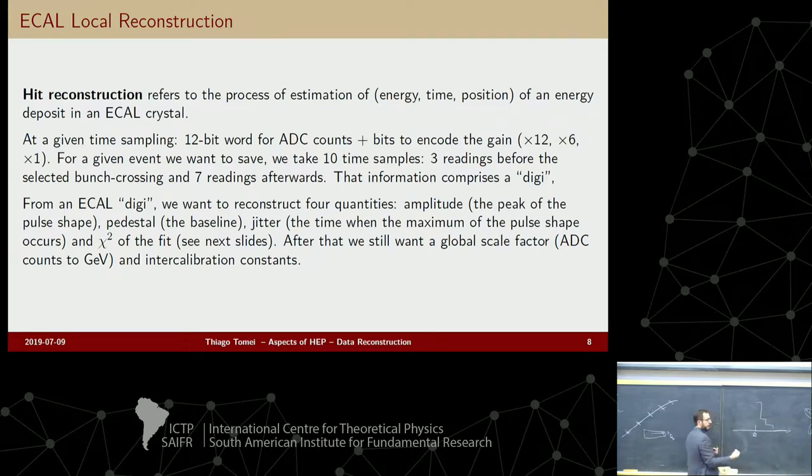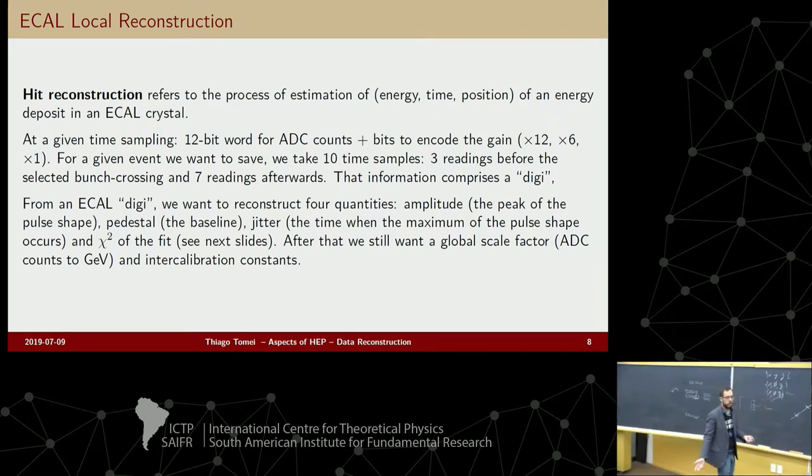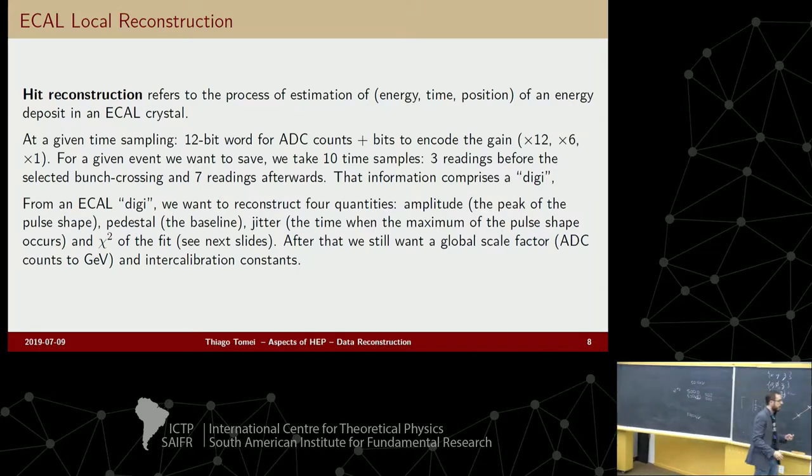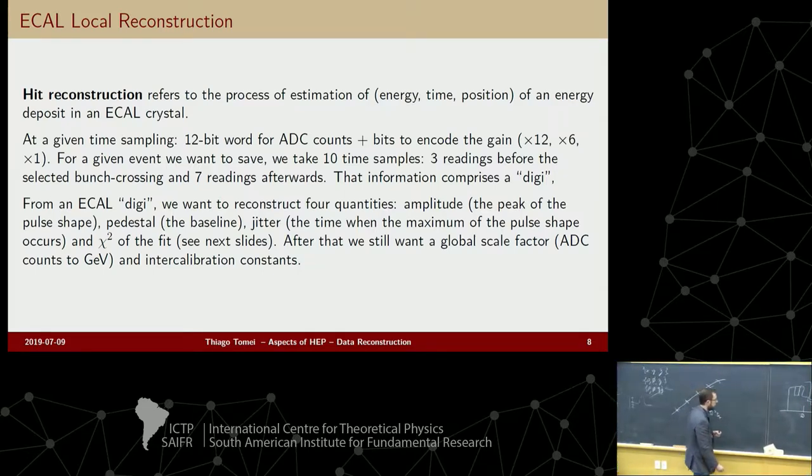But remember that at the same time, you may have some energy from the previous one. And you may have another hit here, and all of these things sum together. How do you disentangle that? At first sight, you cannot. What is done is that first, you save 10 bunches: 3 behind and 7 after. It's going to change.